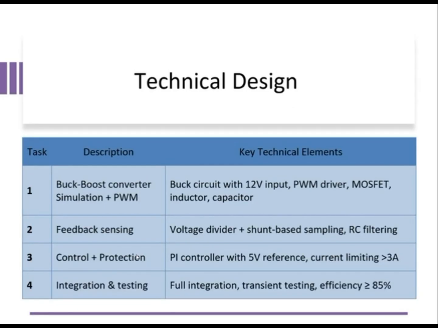Next, the control and testing. We mainly focus on buck conversion. The control part uses a PID controller with a 5 volt reference, which makes precise adjustments based on feedback signals. The goal is to achieve an efficiency of over 85% through these processes, and ensure that the buck-boost converter works efficiently and stably.